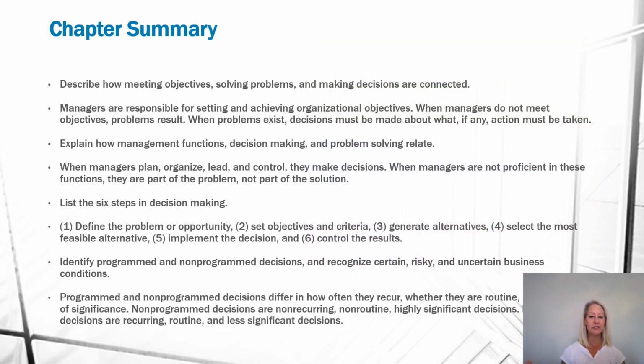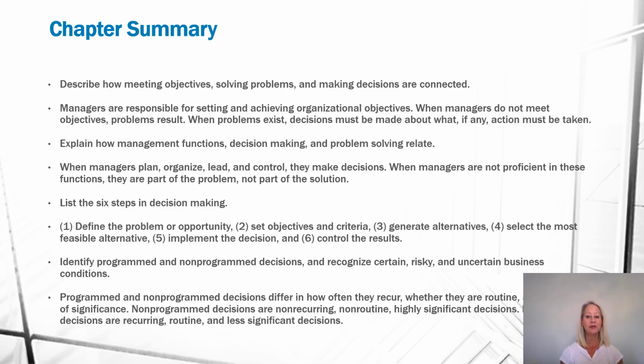So this is a chapter summary. Ideally, after this chapter, you should be able to describe how meeting objectives and solving problems and making decisions are connected. Managers are responsible for setting and achieving organizational objectives. And when they don't meet those objectives, problems result. When problems exist, decisions must be made about what, if any, action must be taken.